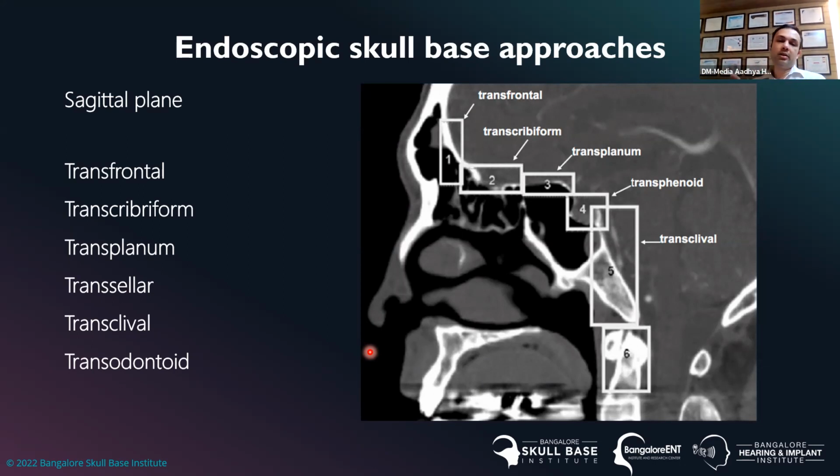That is not the crux of today's discussion. However, I've just mentioned the approaches through which the anterior skull base can be made very useful. The transfrontal approach goes to the frontal bone, the transcribriform approach goes to the cribriform plate, and the transplanum goes to the planum sphenoidale. In the transsphenoidal approach, you open up the sphenoid and go posterior to get access to the pituitary and other structures. Then you have the transclival approach, where you go through the clivus into the posterior cranial fossa, and the transodontoid approach.